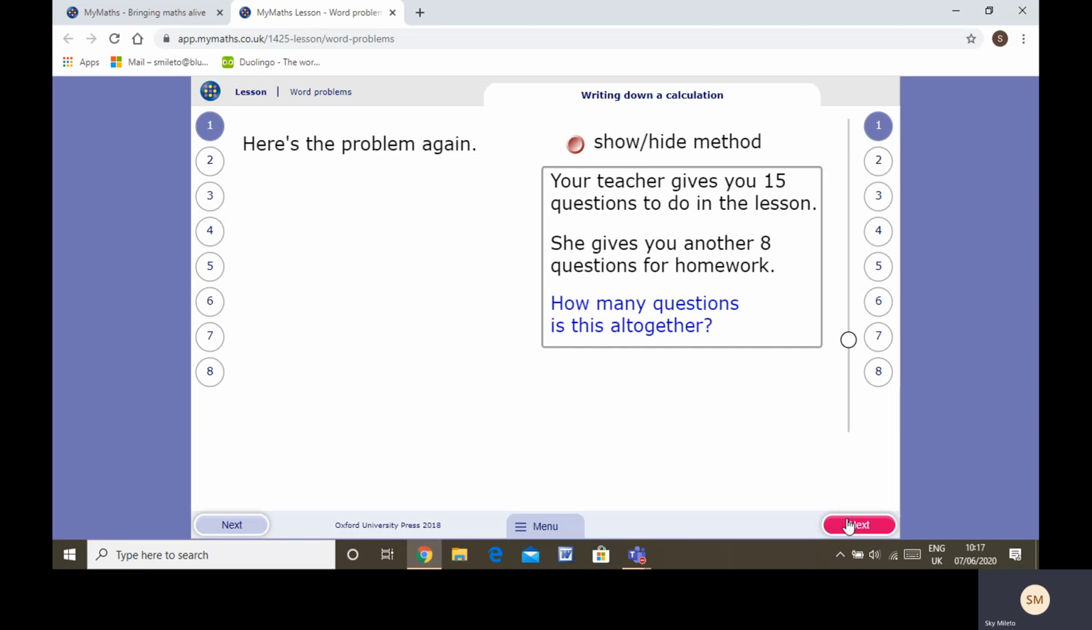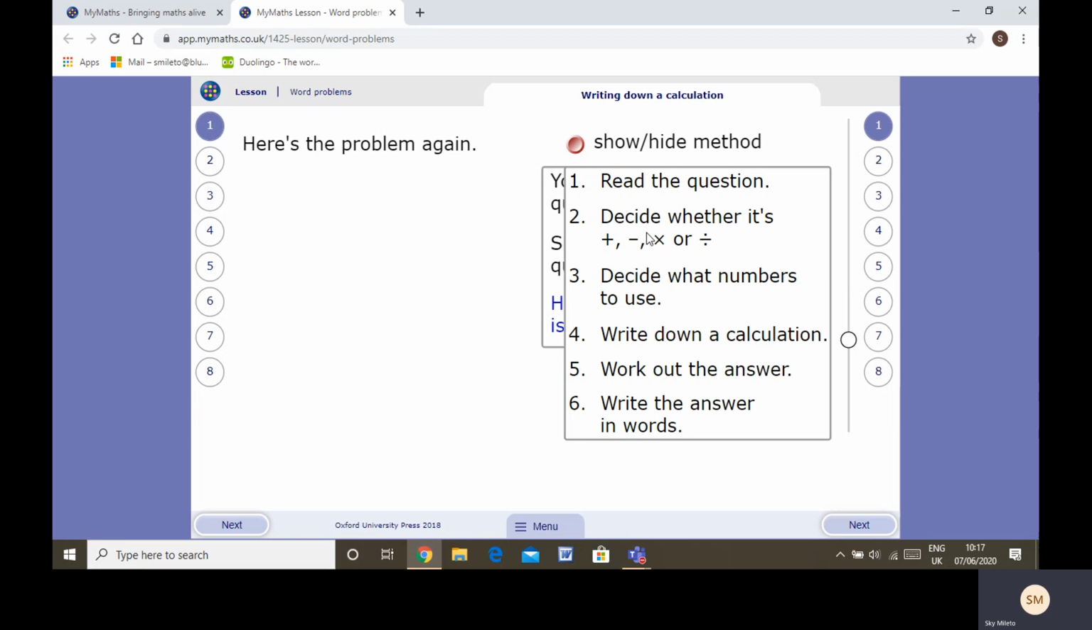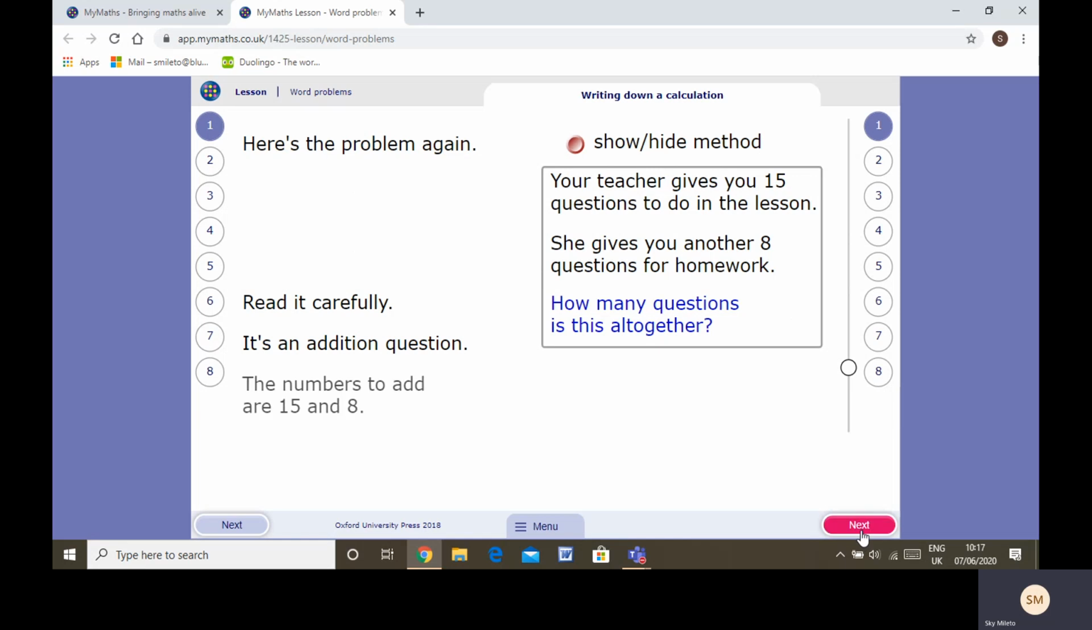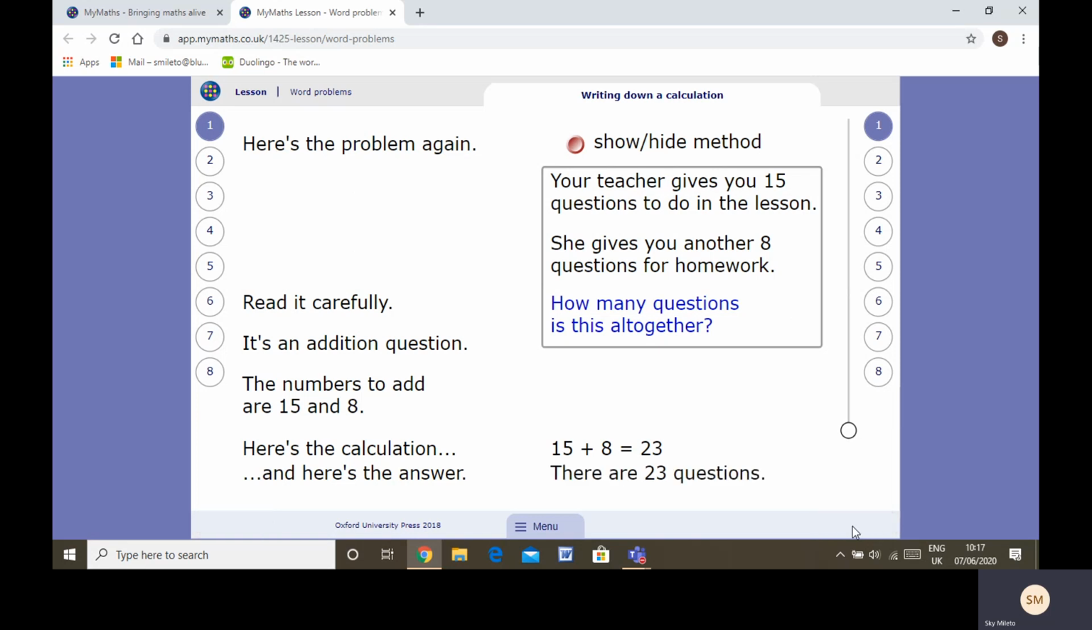So, I'm going to read the question. I'm not going to read it again because I did do it. I'm going to work out whether we're using an addition, a subtraction, a times, or a divide. It's an addition question. You get 15 in lesson and you get 8 more for home. So the numbers to add are 15 and 8. It doesn't matter which order. So the calculation is 15 plus 8 and the answer is 23. And then you can write it in words. There are 23 questions, or the teacher gives me 23 questions.